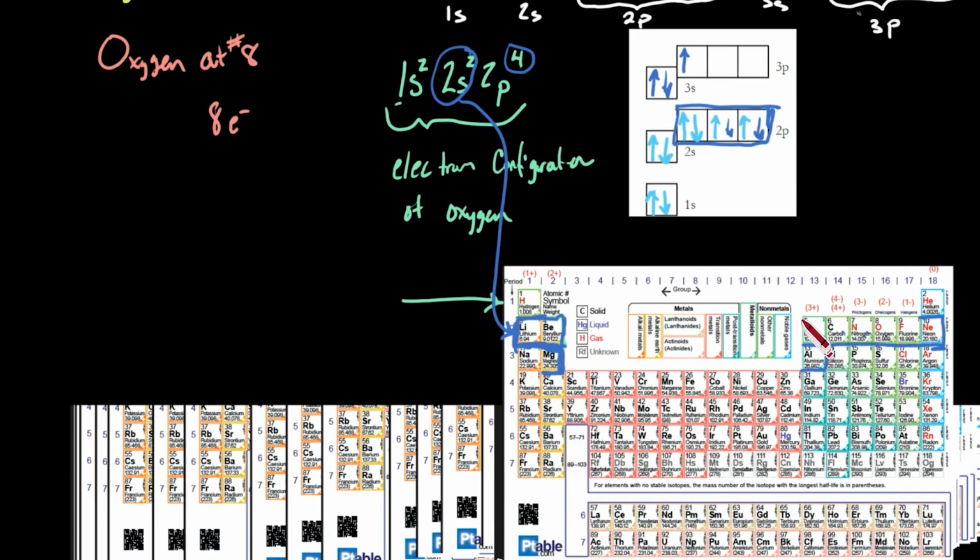Oh, so wait, this rectangle, that's where we start the p sublevel. This rectangle, including helium, this is the s. These guys in the middle, these are the d block. D, yes. I wish there was more rhyme or reason to this, but there is not.